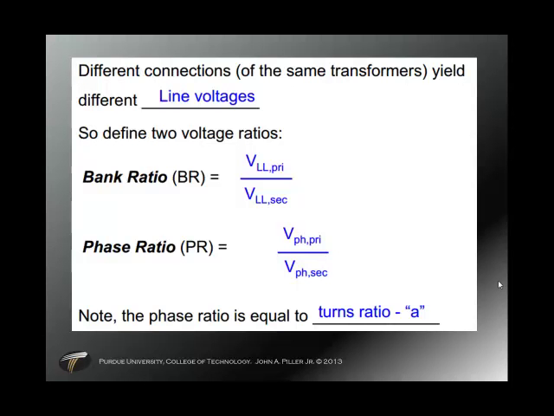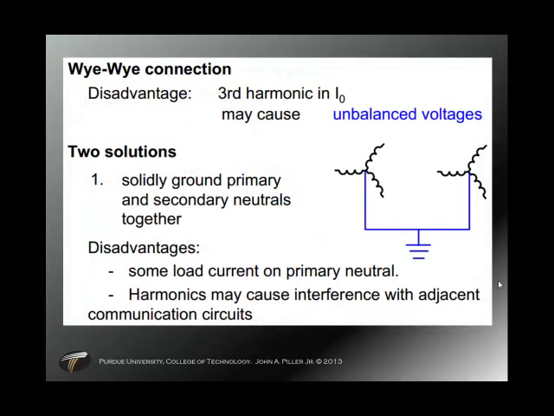In the last lecture we talked about our turns ratio. Please note the phase ratio is equal to the turns ratio. So the phase ratio is equal to the actual number of turns on either side in ratio with each other. And like I said, we were going to talk about the YY connection, and it has a disadvantage.